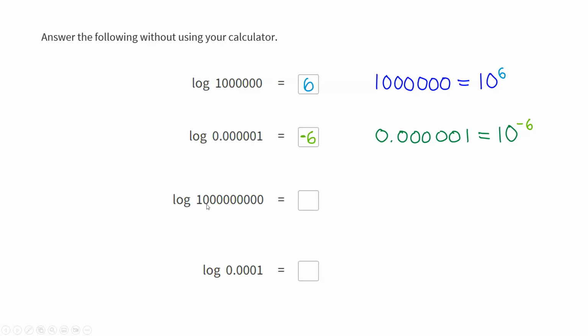This one here has 9 zeros, so you're talking about 1 billion. So how would you write that as 10 to a power? Well, because it has 9 zeros to it, this is going to be a positive 9 exponent, which means this is going to be 9. And finally, this one here, the 0.0001, this is like having 10 to what power? Well, that's 4 decimal places you have to move to get it back to the 1 position. So 10 to the negative 4, which means that the common logarithm of 0.0001 is negative 4.